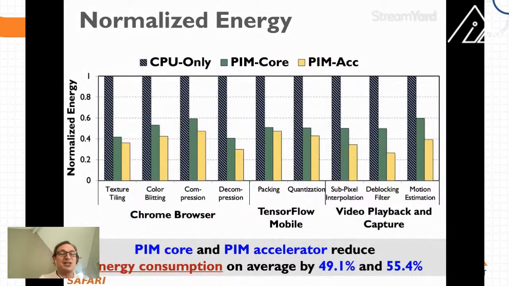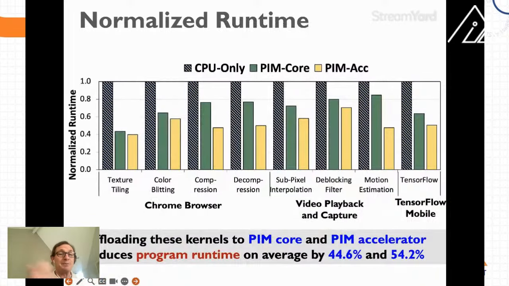So there are other functions that I don't talk about over here, like compression and decompression. For example, in video playback and capture, you do deblocking filter and motion estimation. And this is showing energy. If you offload these functions from the CPU to the processing-in-memory cores or accelerators, you get significant energy improvements, as you can see over here. So accelerators are even more efficient than cores, as you can see. And performance improvements are also similar. Simple general purpose cores are actually not so efficient. So accelerators actually buy you even more on the memory side over here.